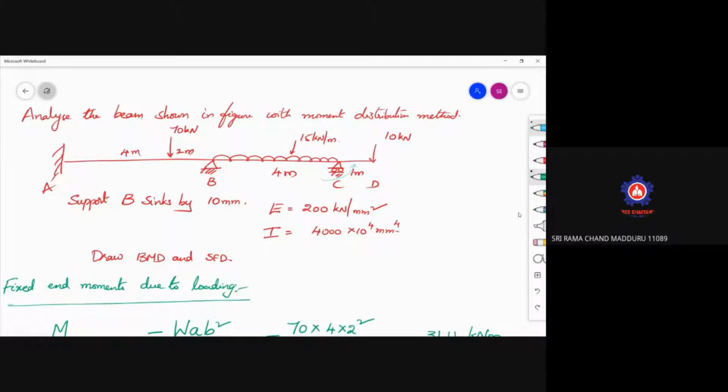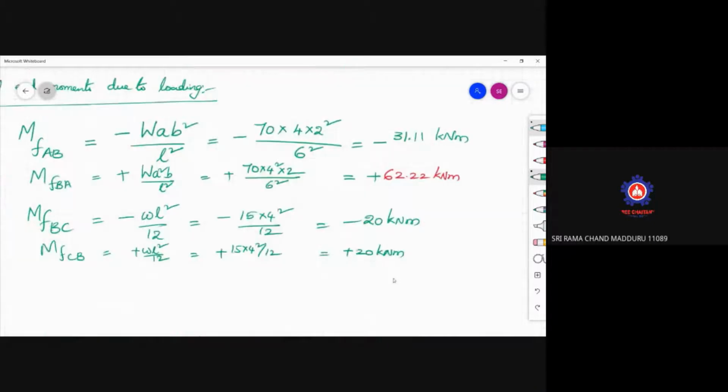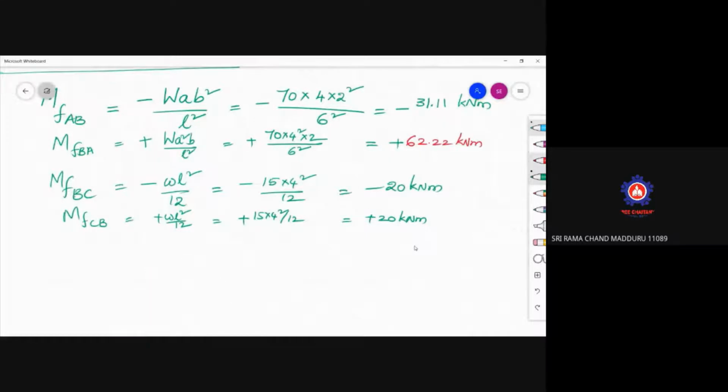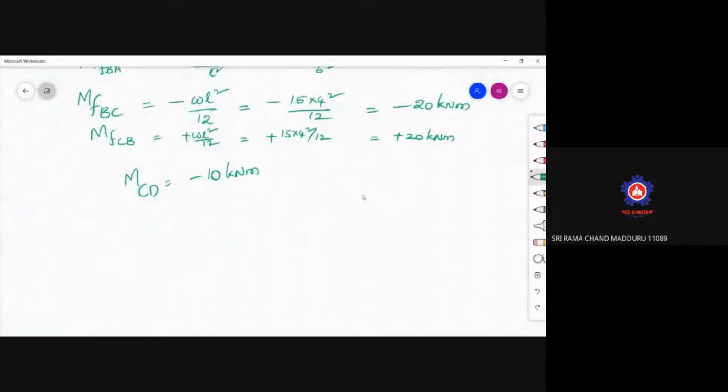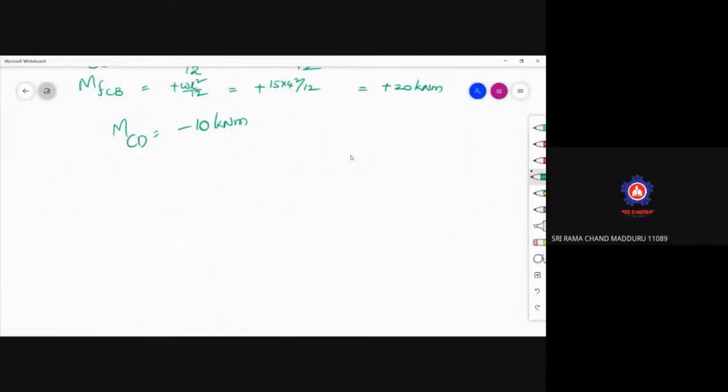This directly we can write it as MCD, which is nothing but now this deflection will be like this. So 10 into 1 is the moment at C. So the support moment MCD is equal to, I will not write it as fixed one. Why? Because this is the final moment only. So MCD is equal to minus 10 kilonewton meter. So these are the fixed end moments due to loading.